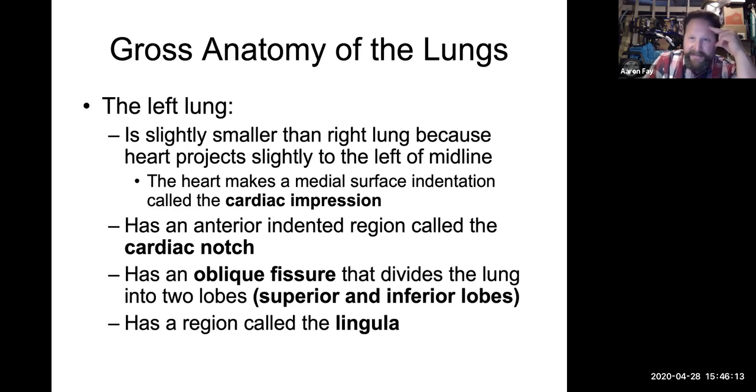So the left lung, as I mentioned, is a little bit smaller because the heart is going to take up some of that space. So we're going to have a cardiac impression, which is on the medial surface of the left lung. The cardiac notch is a little notch cut out of the anterior surface of the left lung. Because we've lost space, there is no middle lobe of the left lung. So you just have a superior lobe and an inferior lobe, and they're going to be separated by an oblique fissure. A little bit of leftover structure makes a funny tongue-looking thing, and that's called the lingula, all on the left side of the lung, the left lung, I should say.